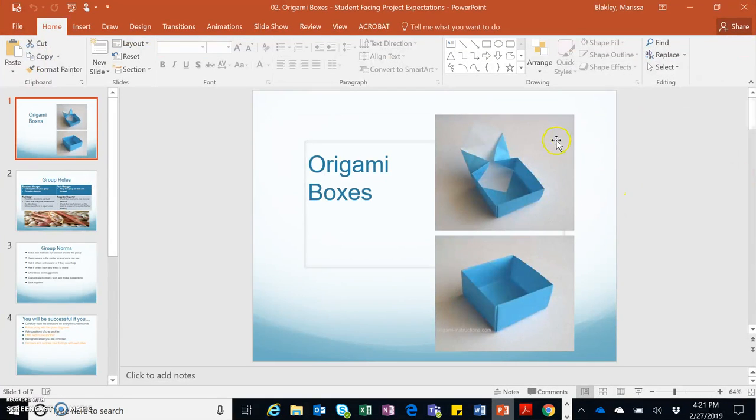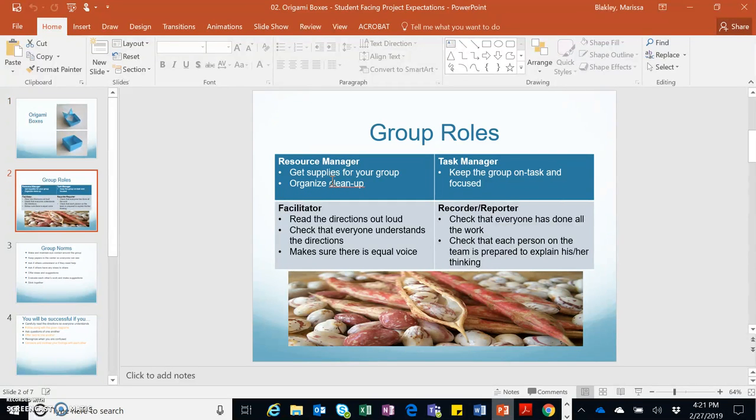Sorry, here we go. So on this opening slide, I would explain to them, hey, we're making origami boxes. I'm going to give you some beans. You're going to figure out how many beans will fit, and really pump up the next few days. I get into the group roles.